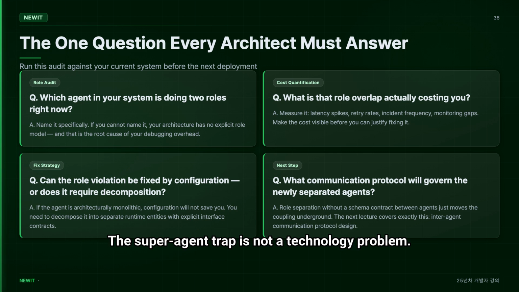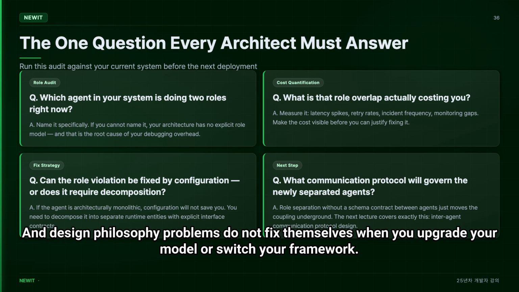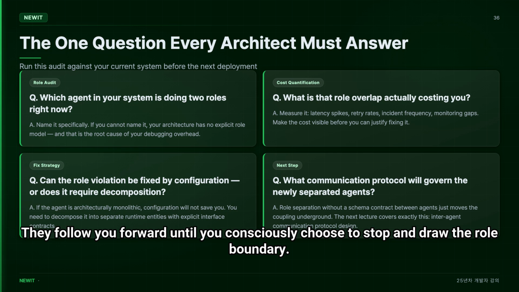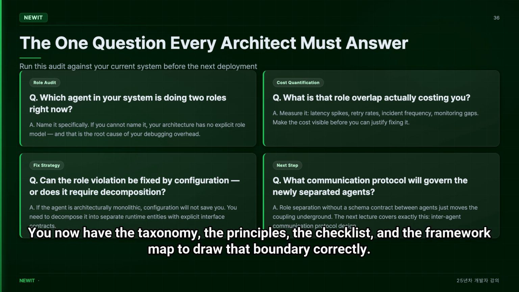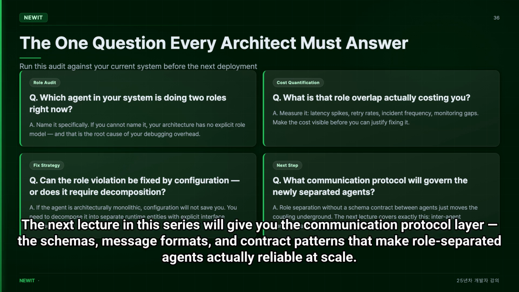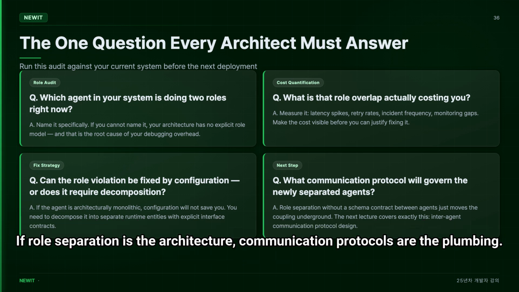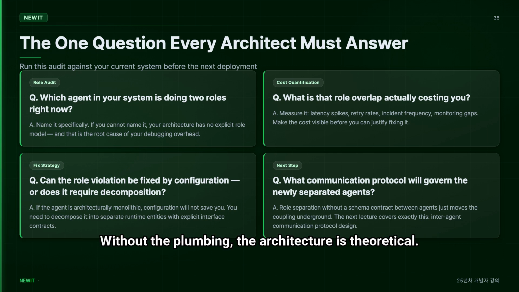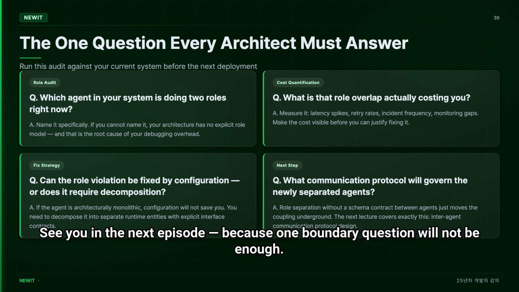The super agent trap is not a technology problem. It is a design philosophy problem. And design philosophy problems do not fix themselves when you upgrade your model or switch your framework. They follow you forward until you consciously choose to stop and draw the role boundary. You now have the taxonomy, the principles, the checklist, and the framework map to draw that boundary correctly. The next lecture in this series will give you the communication protocol layer, the schemas, message formats, and contract patterns that make role-separated agents actually reliable at scale. If role separation is the architecture, communication protocols are the plumbing. Without the plumbing, the architecture is theoretical. See you in the next episode, because one boundary question will not be enough.